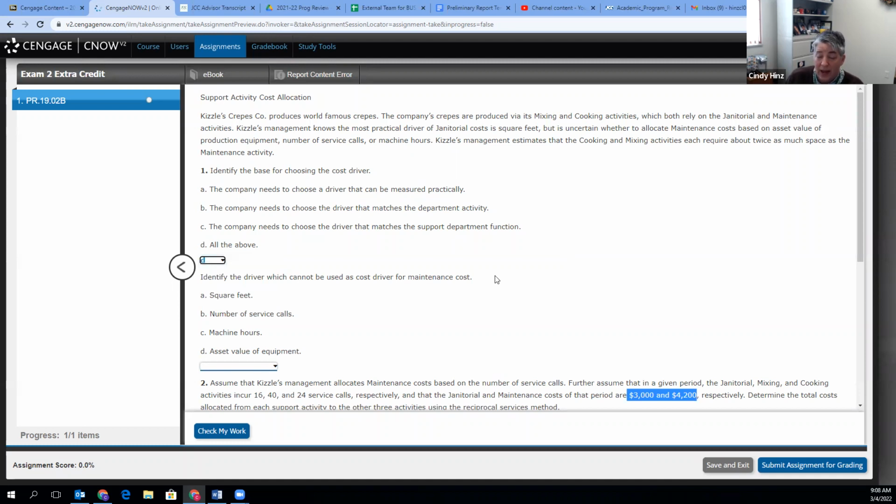It has to be measurable, right? You are probably aware of SMART goals. We need to have something that is measurable, and it should match what's happening in the department and what the support department does for that production department.